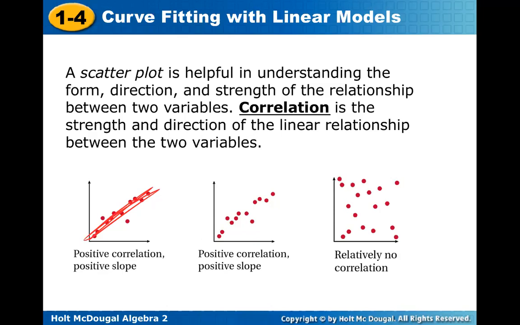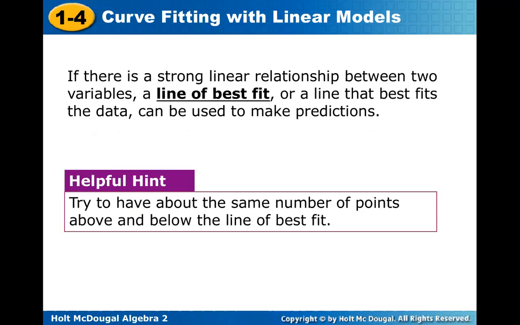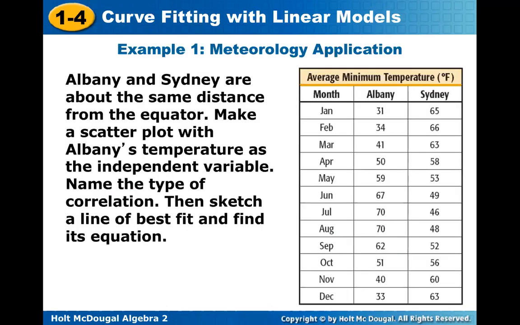So correlation measures the strength and the direction of the relationship. The strength and the direction. This is positive because it's going upward. Now, if there's a strong linear relationship between two variables, we can come up with what's called a line of best fit. We can come up with that line to make predictions about data values that are outside of our table. That's what we're getting at.